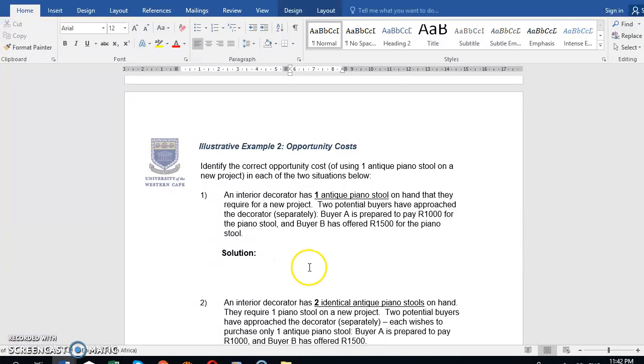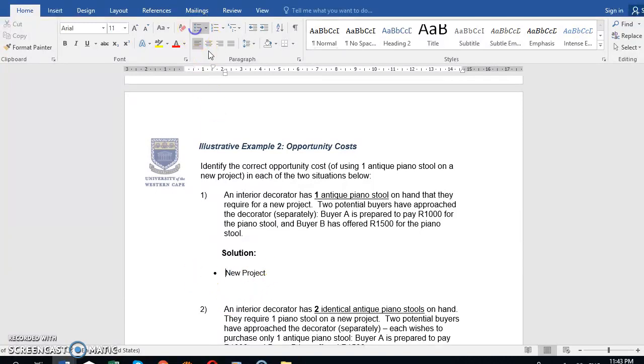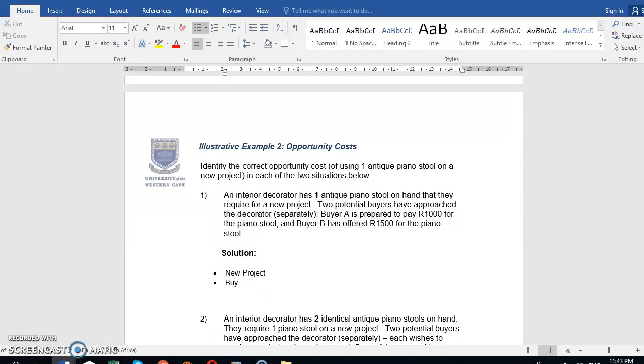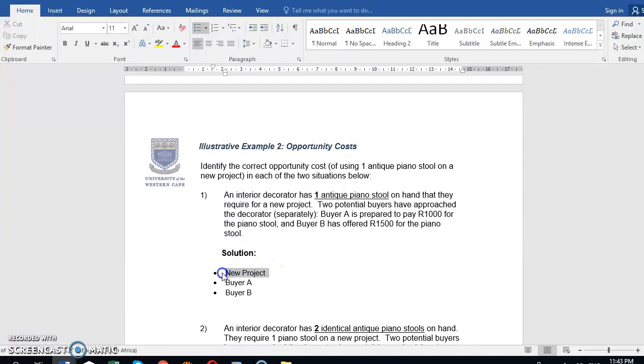Alright, so just important things to jot down. There are really three alternatives here. They're telling you you're choosing the one, but there's effectively three. One is a new project. Two is you can sell to buyer A, and three, buyer B. We have one piano stool, so we can only keep one of those three people effectively happy. We're choosing the new project.